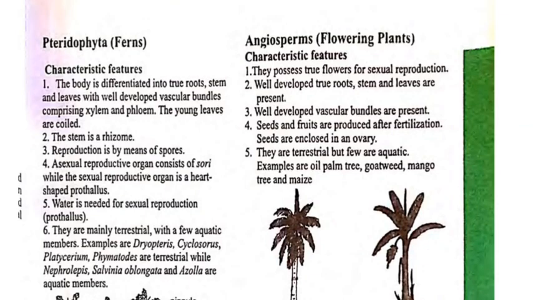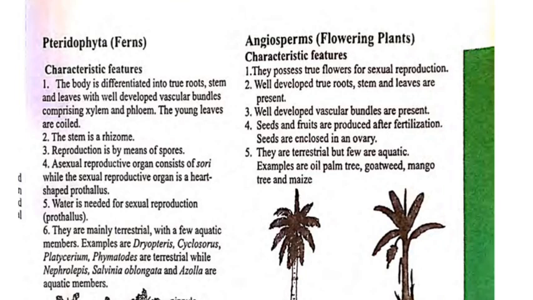Angiosperms, the second side of spermatophyta. The first side is gymnosperms. The second side, angiosperms. Now these are flowering plants. They possess true flowers for sexual reproduction. They have well-developed true roots, stem, and leaves. Well-developed vascular bundles are present. Seed and fruits are produced after fertilization. Seeds are enclosed in an ovary.